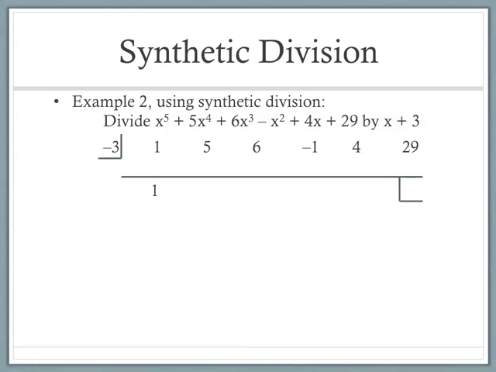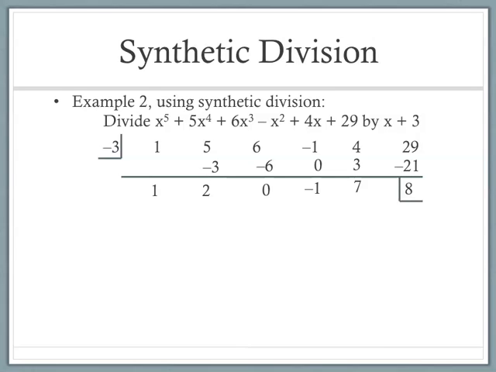Bring down that 1, and now we multiply and add. So multiply, we get negative 3. Add, we get 2. Multiply by negative 3, we get negative 6. Add, that's 0. Then multiply and get 0. Add, we get negative 1. Multiply, we get positive 3. Add, we get 7. Multiply, we get negative 21. Add, we get 8.